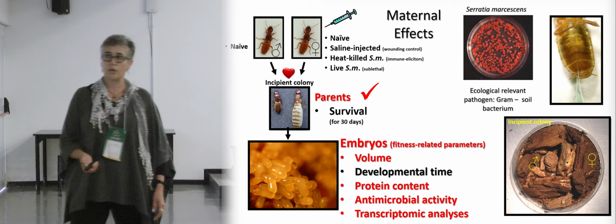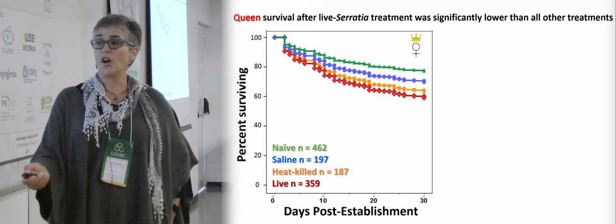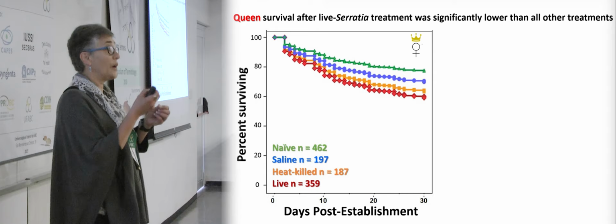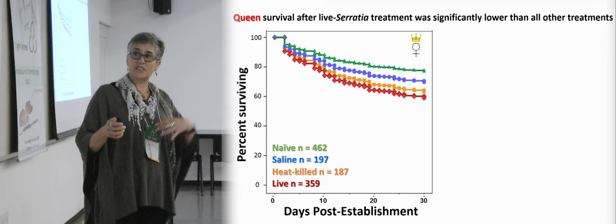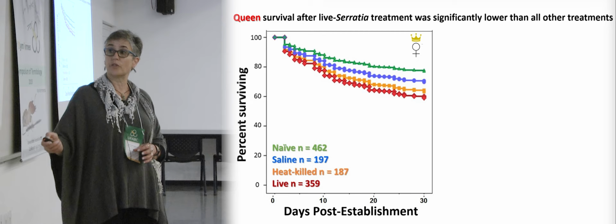So this is called survival distributions. You know what they are already. On the y-axis, percent survival. On the x-axis here, you have days post-establishment and post-treatment because we treated the queens on the same day we paired them with the males. And what you can see here are nice distributions that are breaking down lovely as a function of their treatment. So green is naive.